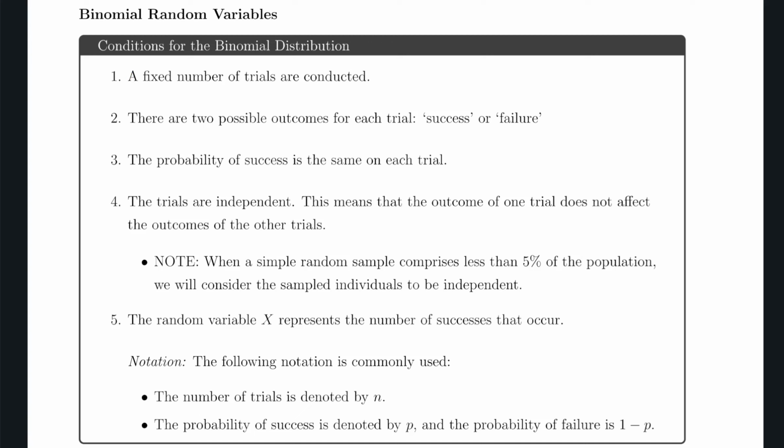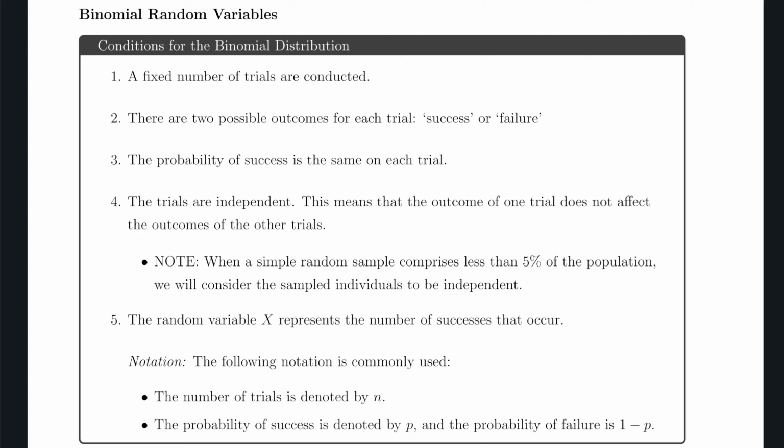Okay. The next condition that we need to check is that we can clearly identify each trial as a success or a failure. So there's only two options there. The next condition is that the probability of success is the same on each trial. The fourth condition is that the trials are independent. Now, this is a definition we've seen in our previous lectures. This means the outcome of one trial does not affect the outcomes of the other trial.